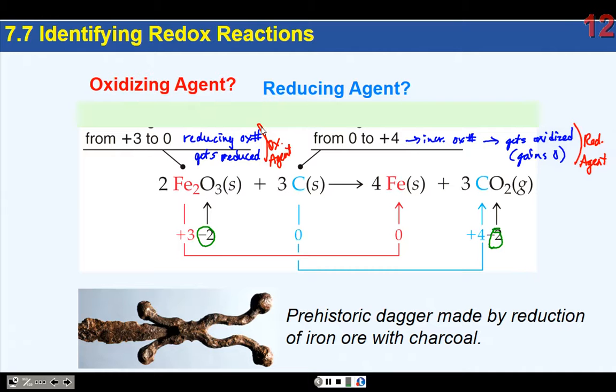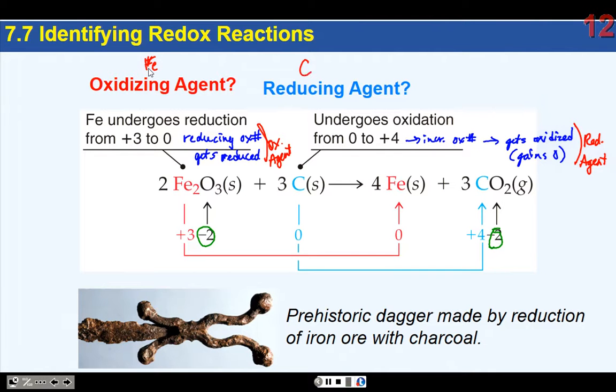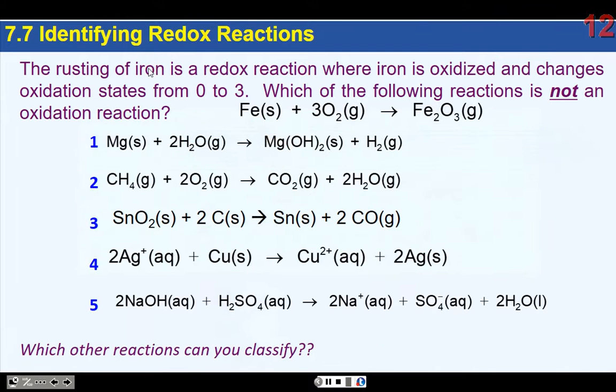So the iron is the oxidizing agent because it provides the oxygen, and it's that which gets reduced. Be careful, make sure that's clear to you. The reducing agent then is the carbon, and that is because it is gaining the oxygen, getting oxidized. All right, so here's another set of examples. If you add oxygen to iron, it's called rust, and it's a redox reaction.